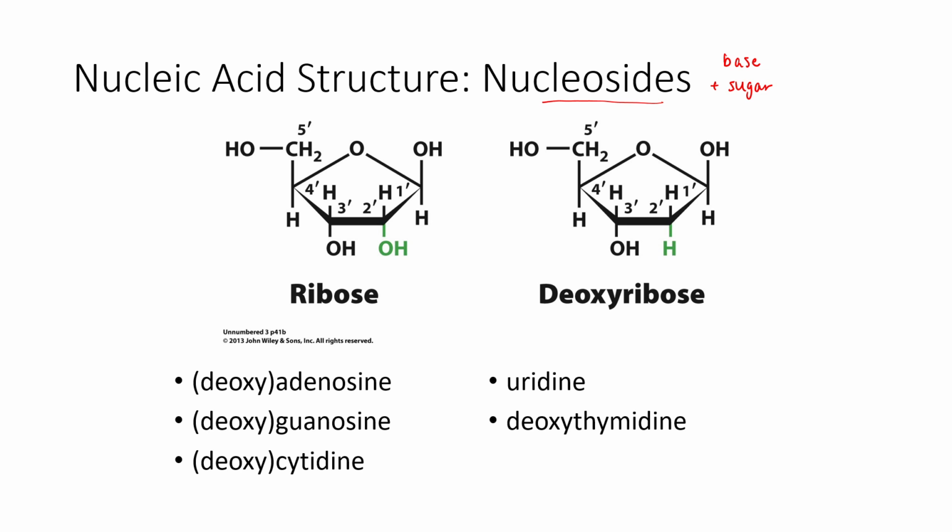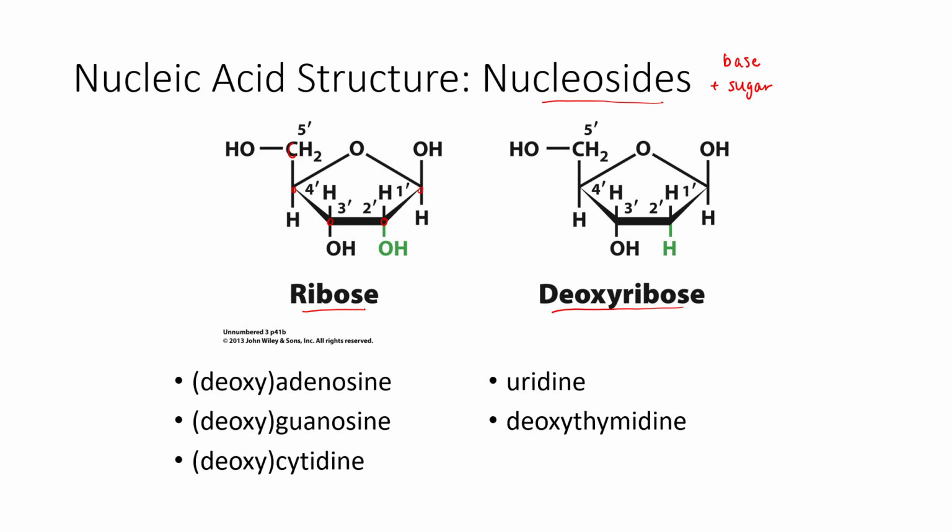So on this slide we have pictures of the 2 main sugars that we see in the nucleic acid structures in our cells. On the left we have ribose, and on the right we have deoxyribose. These are both 5-carbon sugars, and the carbons in each of these molecules are labeled by number. So the first carbon is here, second carbon is here, third carbon is here, fourth is here, and the fifth is up here.